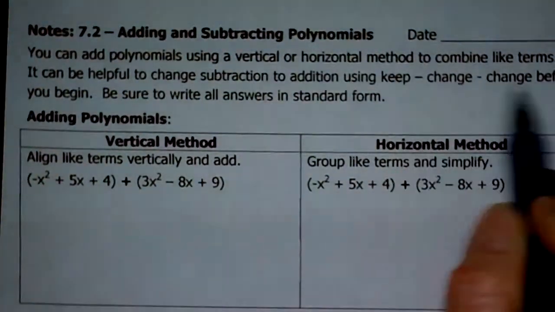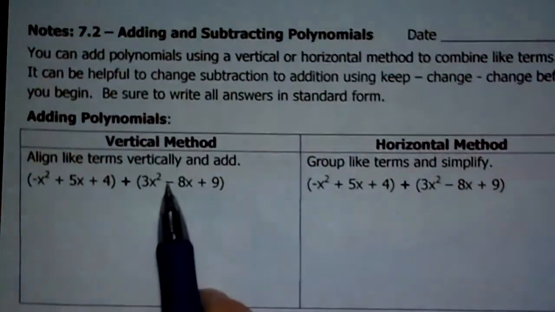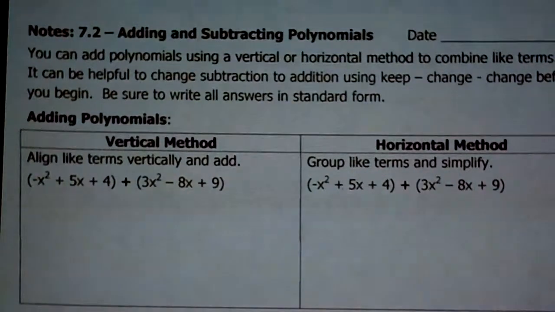We can use keep, change, change before we start so that you're less likely to make mistakes with subtraction. I've been doing this a long time and I see a lot of teeny tiny little mistakes happen when you don't keep, change, change. I don't require you to do that. I'm going to do it on the notes because I've seen through the years the common errors that happen, and I feel like that's the best thing for you. So if you've got it, like knowing that's negative 8x, not minus 8x, then fine. But I'm going to keep, change, change on this. All right, so let me show you the two methods.